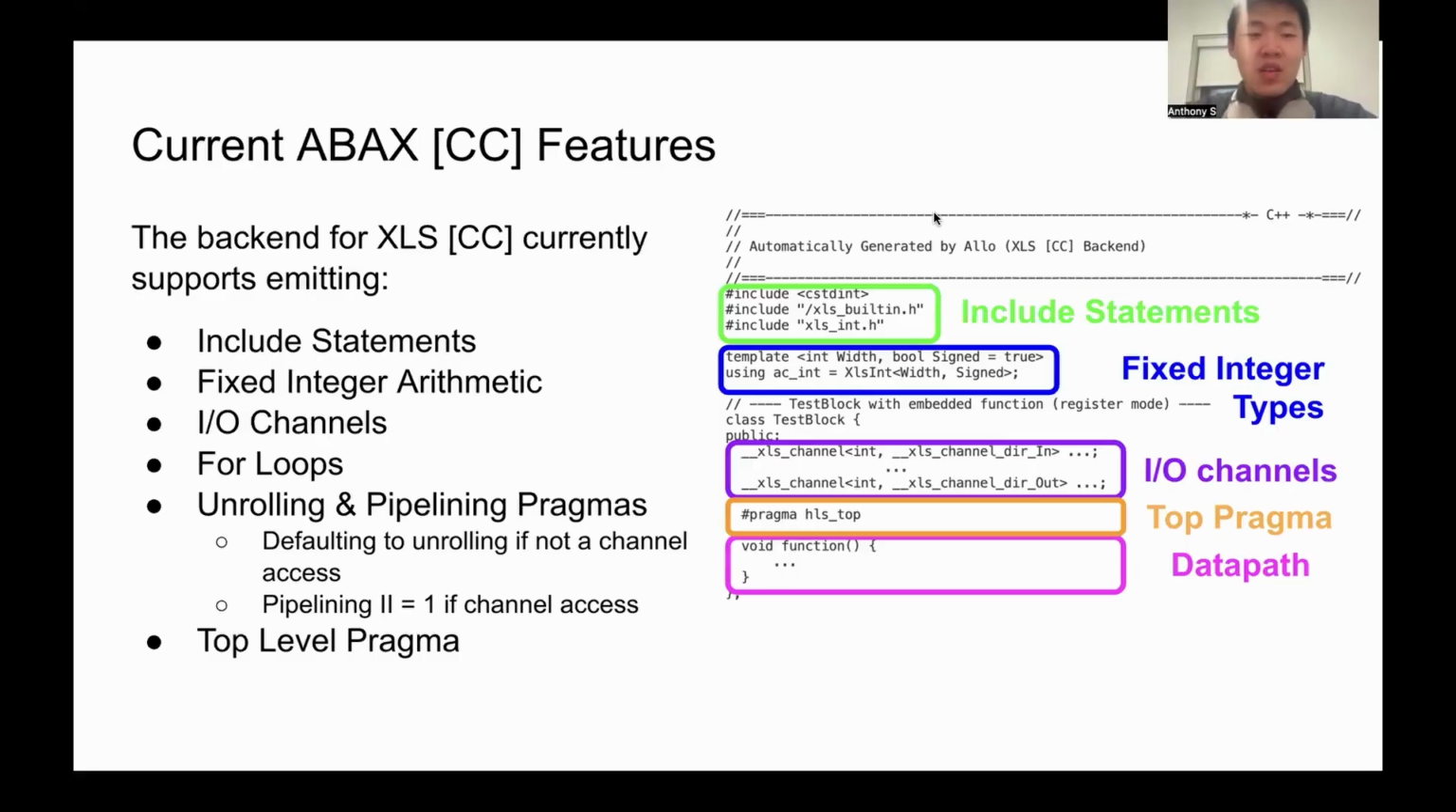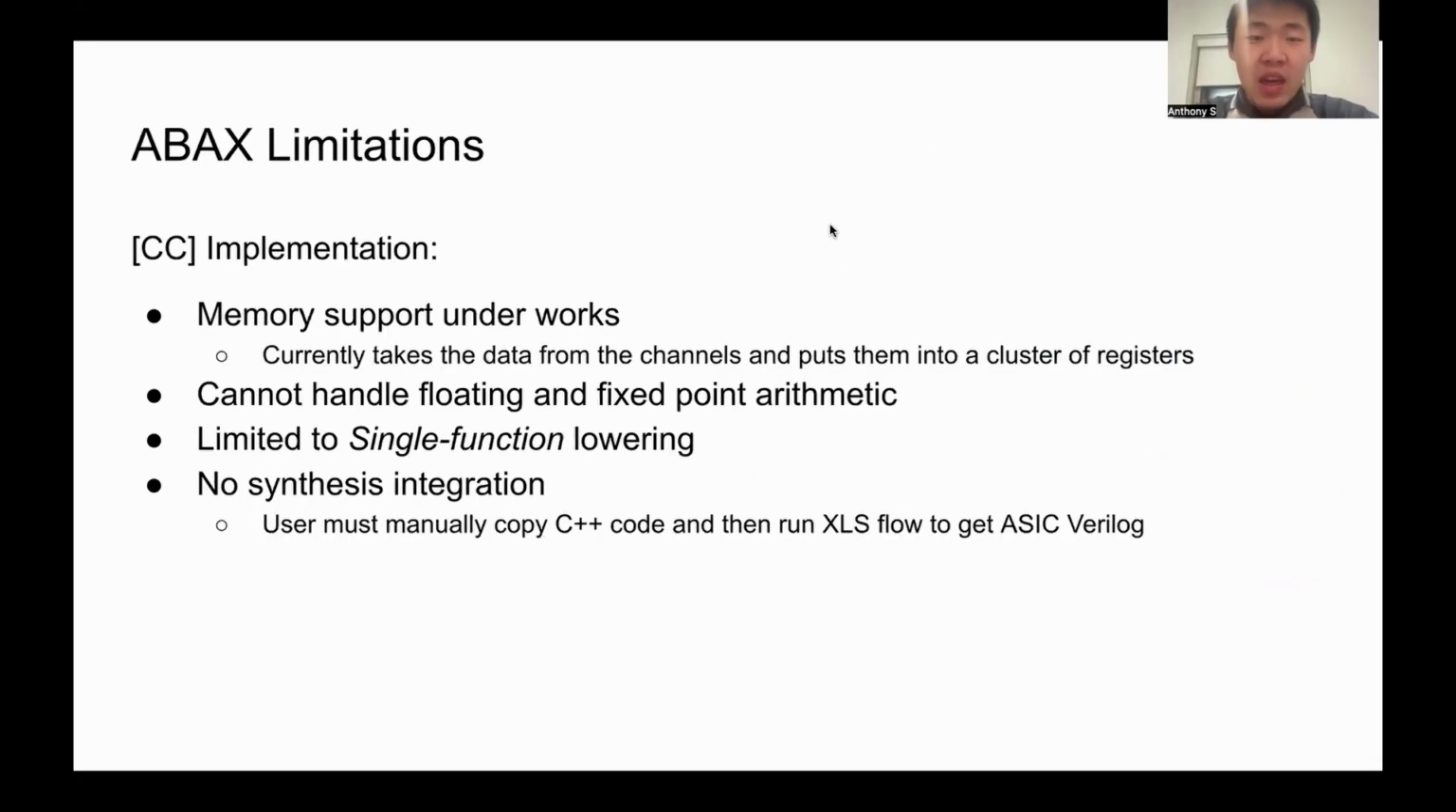PNR later on. From the demo, we see the features that our backend supports. Here, we list them all out. We generate include statements, fixed integer arithmetic, input and output channels, for loops, unrolling and pipelining pragmas for those for loops, and also the top-level pragma. We note that for for loops, you must use a pragma. So by default, we use unrolling if it's not a channel access, and we use pipelining II equals 1 if there is channel access. Just like with the DSLX implementations, the C++ implementation also has limitations.